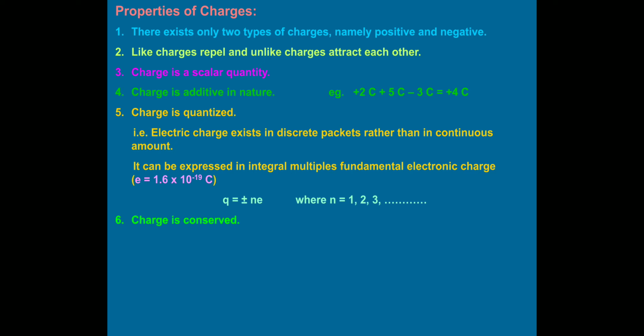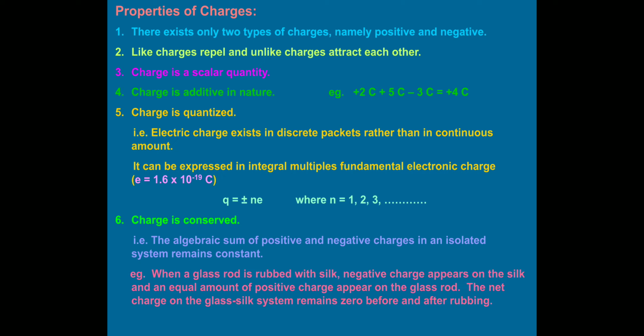Next, charge is conserved. What is the meaning of charge is conserved? Means all the charges are conserved. Charge can neither be created nor be destroyed. The algebraic sum of positive and negative charges in an isolated system remains constant. In an isolated system, total charge will be constant. When a glass rod is rubbed with silk, negative charge appears on the silk and an equal amount of positive charge appears on the glass rod. The net charge on the glass silk system remains 0 before and after rubbing.